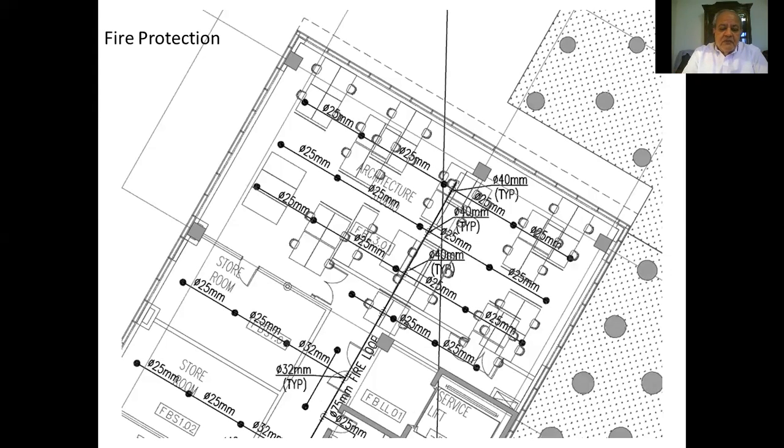Also, we think about the fire protection. Where do we place the sprinkler heads, and how do we connect them with the pipes, and how do we connect them to the main pipe at the location near the road, so that the fire hydrant can come and connect to that pipe?